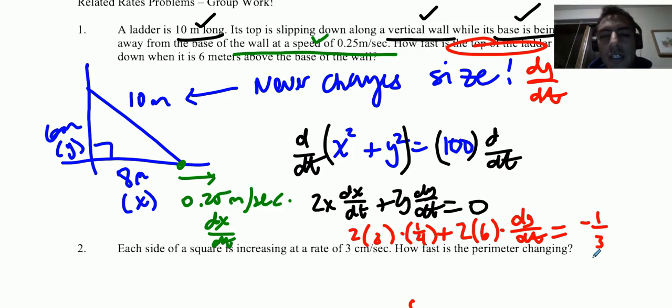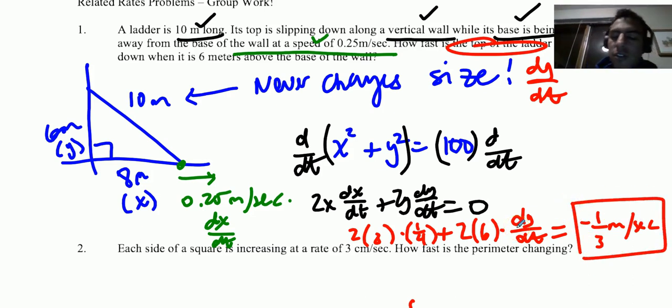And what this means is that when the ladder is slipping, and the top is 6 meters above the base of the wall, then the top is going to be slipping at a rate of negative 1/3 meter per second. Now, the ladder is going to speed up as it falls, so this value is going to change depending on the location of the ladder's top part. My final answer, though, how fast is the top of the ladder slipping? Negative 1/3 meter per second. Yes! Number 2.